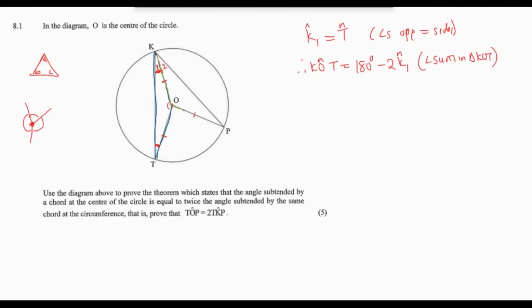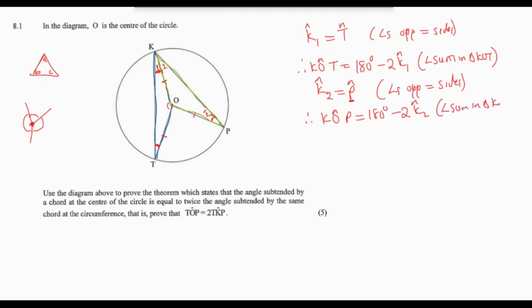This is triangle KOP. In triangle KOP, we can say that angle K2 is equal to angle P because KO and PO are equal. These are radii. So you can say angle K2 is equal to angle P, and these are angles opposite equal sides. Where there's P, we can put K2. So this angle is just like K2 because they are equal. Therefore, angle KOP is equal to 180 degrees minus 2 times angle K2. Again, angle sum in triangle KOP.